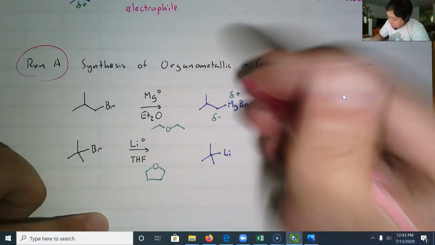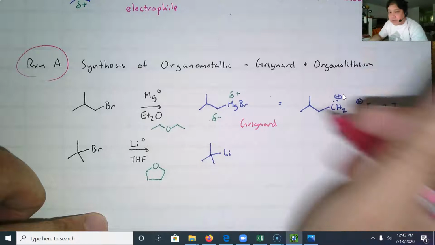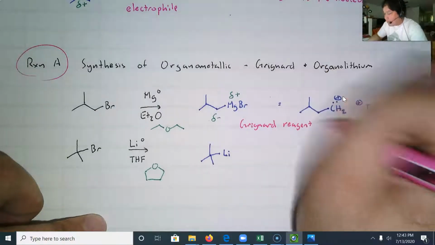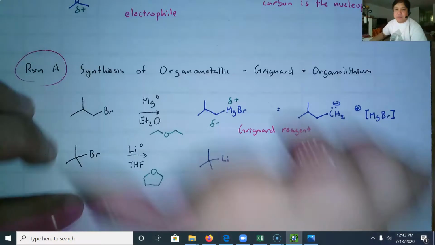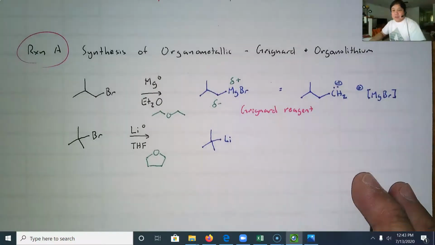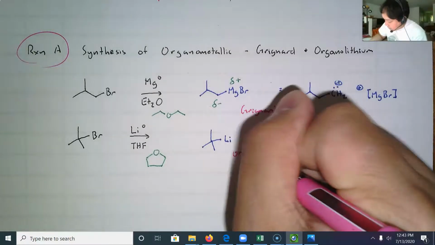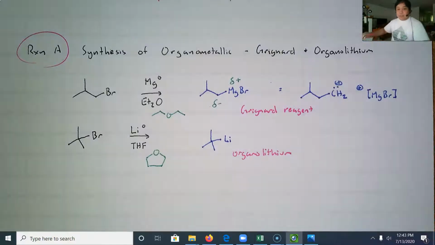And I didn't write this down, but this is called a Grignard for, I think, Victor Grignard, who I believe must have won the Nobel Prize for this. This is a very unique reaction, an important reaction. Okay, and again, this is the organolithium.